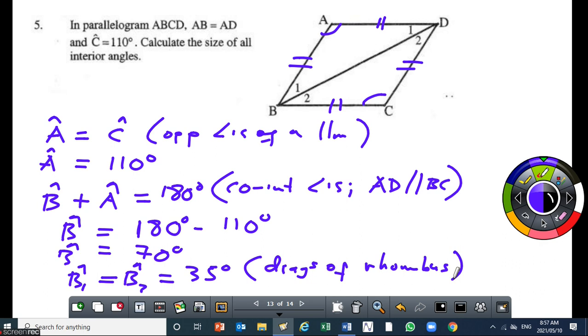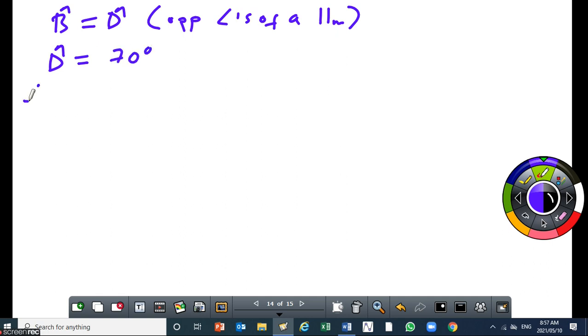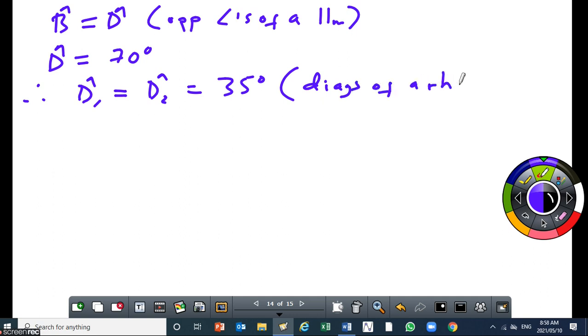Then I need to move on to find angle D1 and D2. Now, to find D1 and D2, I can use alternate angles. Okay, there's more than one way of finding D1 and D2. So let me find angle D first. So my angle D is equal to angle B. They are opposite angles of a parallelogram. Okay, so angle D will be equal to 70 degrees. Therefore, angle D1 is equal to D2, and they are both equal to 35 degrees because the diagonals of a rhombus bisect the opposite angles. Okay, so that's it then.